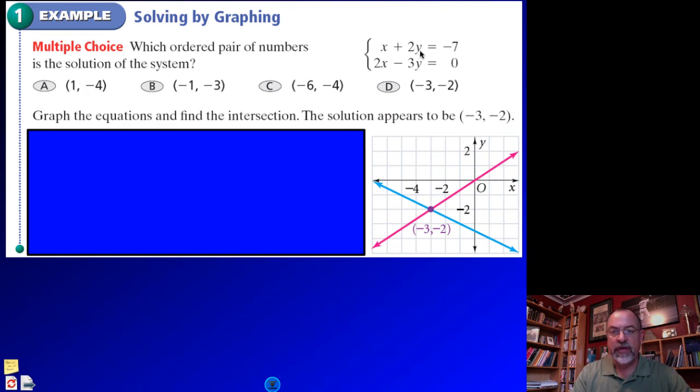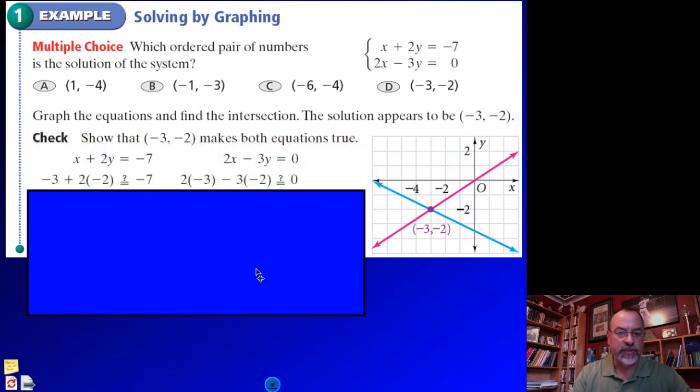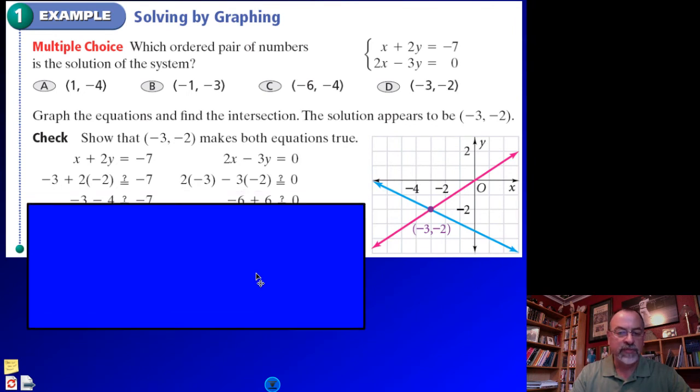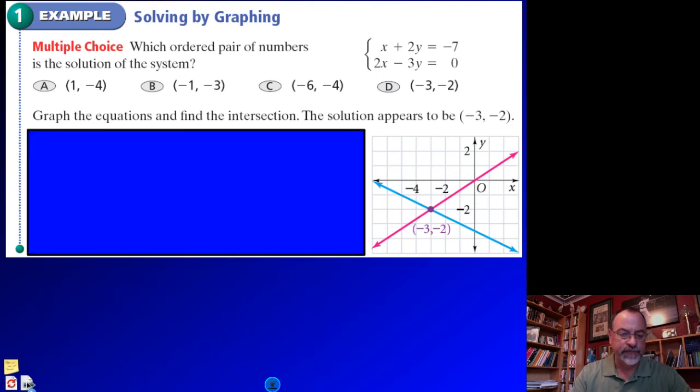So here we have the equation x + 2y = -7, and 2x - 3y = 0. We graph both of those. The intersection point appears to fall on a nice coordinate, (-3, 2). So we're going to confirm that by substituting it into each equation. We substitute the -3 in for the x, the 2 in for the y. We simplify each equation, and it indeed does make each equation true, so that is our solution to the system.